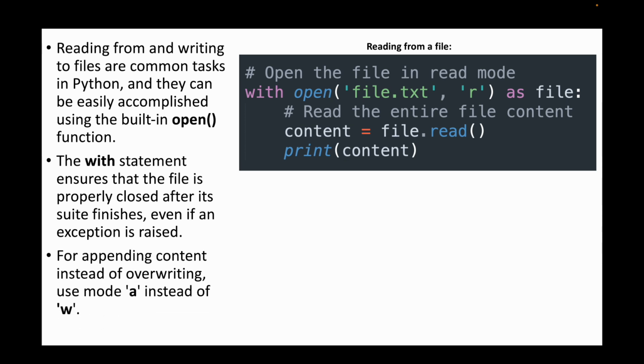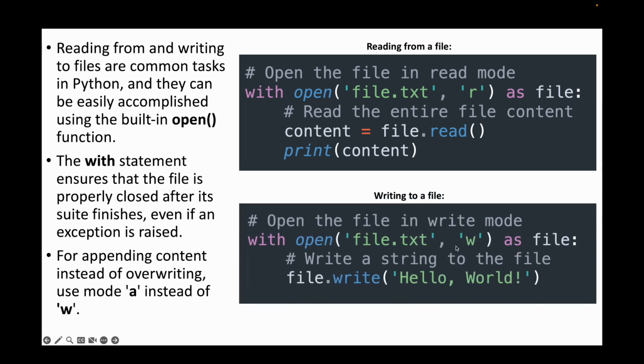Now, if you want to write to a file, we can use the open statement, but then we will be using w, which indicates that we want to write. And if you want to append, we can simply use the a mode, so file.txt and then a, which will append to the file, which is basically maintain the existing content and add to it, whereas write will delete the existing content and then write the data to the file.